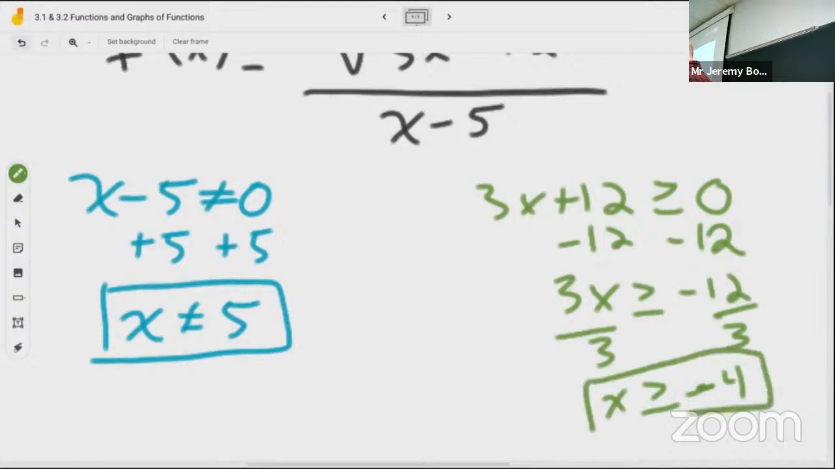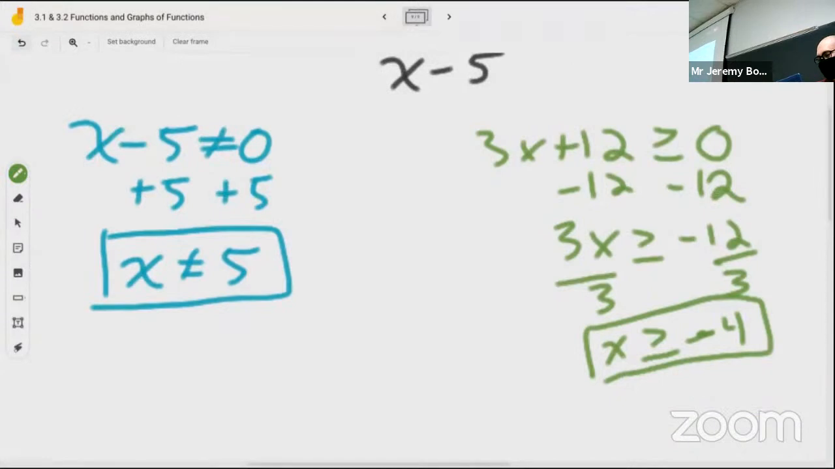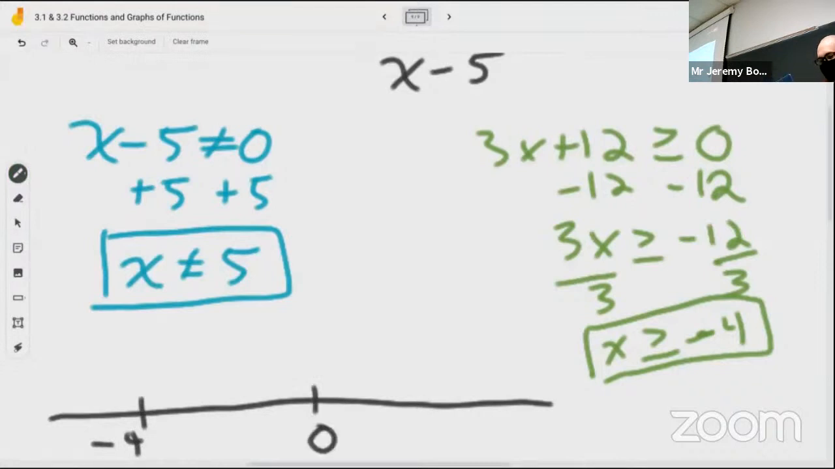That's another restriction. Now, when you have two restrictions like this, it's a good idea to graph them before you write your last interval. Just think about them on a number line. Got negative 4 here, 0 somewhere around there, and 5 here, right? The numbers I'm worried about.